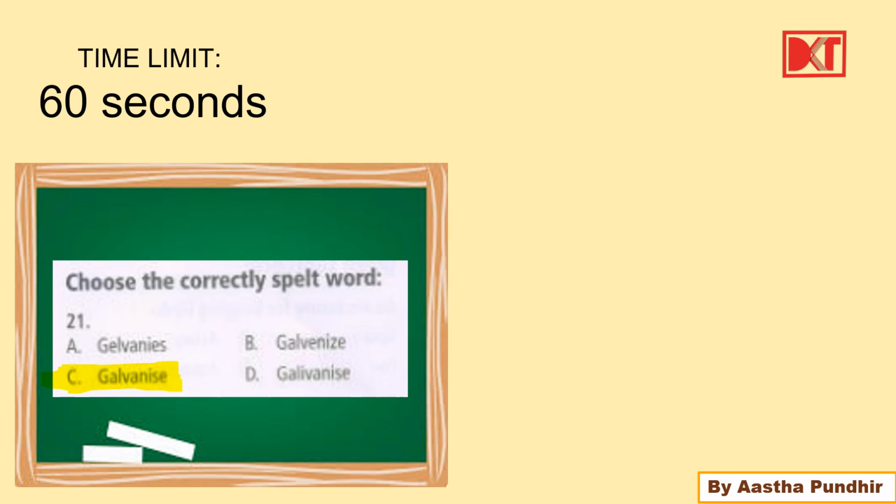Okay. The spelling is Galvanise. Other ones you see, galvanize, incorrect. B, galvanize, Ben and Z, incorrect. Here, galvanize, Li, incorrect.